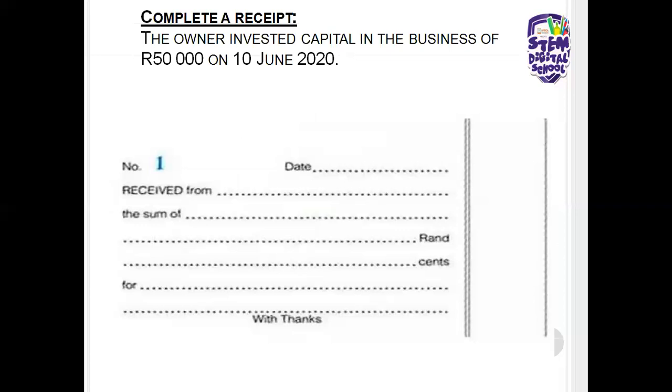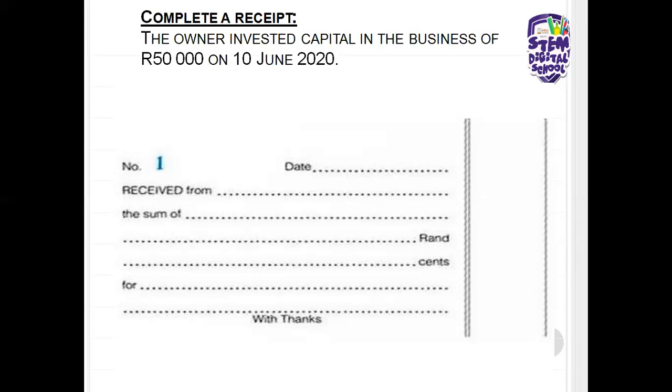Now let's go and complete a receipt. I've given you a transaction there, and we're just going to talk through how you're going to enter those open spaces. But let's first look at the transaction. The owner invested capital in the business of 50,000 on the 10th of June 2020. Okay, and there's your receipt. You will see it's already printed receipt number 1.